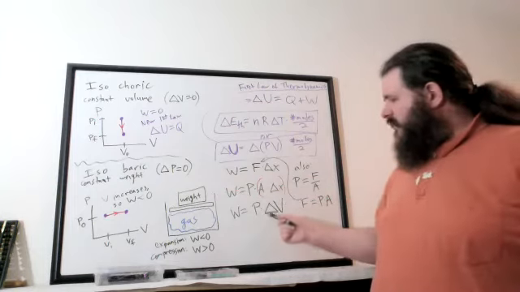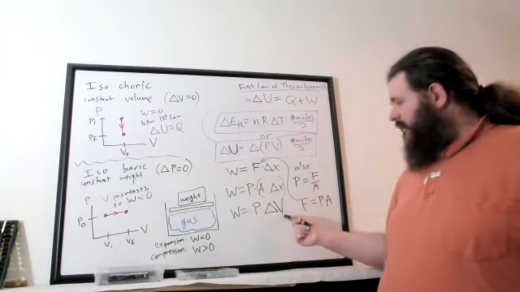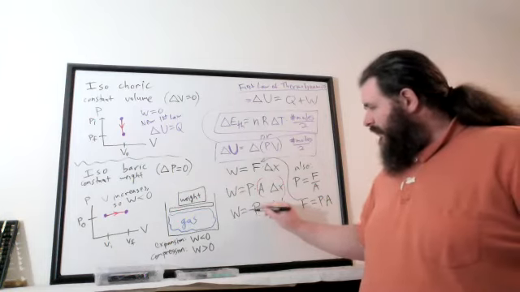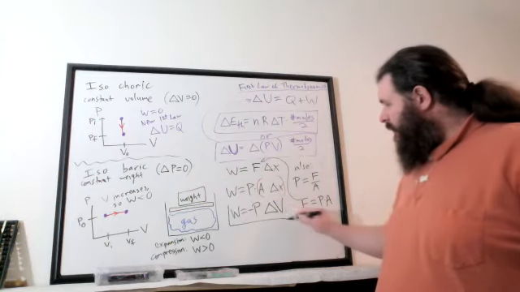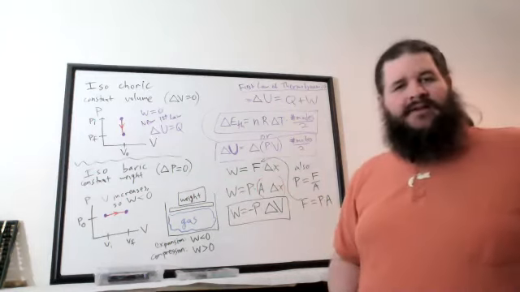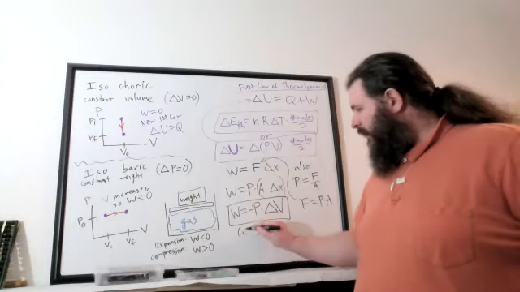Also, if the volume's increasing, we want work to be negative, and if the volume's decreasing, we want work to be positive. So we also need a negative sign here to get those signs to balance out. This is a formula that allows us to find the amount of work done in an isobaric process, at least.